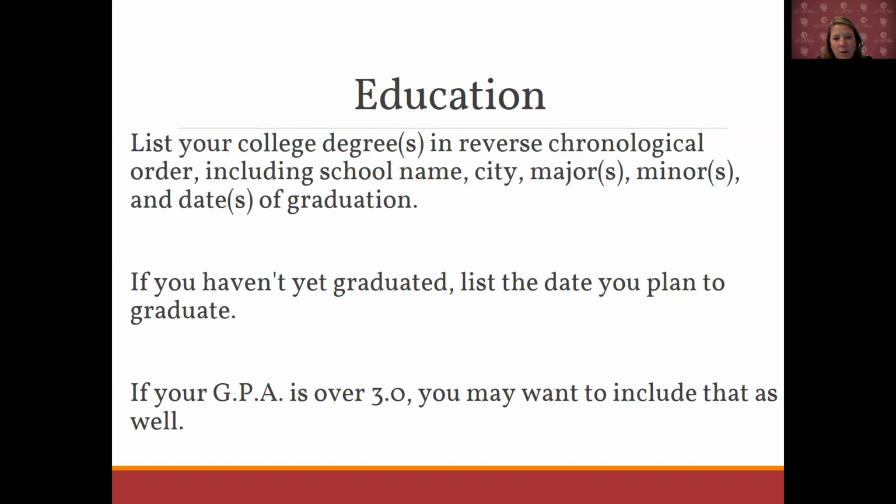Don't worry about high school after your freshman year. That won't be so relevant any longer. Include the school name, and make sure it's the official name. I would not abbreviate A&M San Antonio in any way. Make sure it's the actual name so there's no confusion. Then the city, your major, minors, and dates of graduation, or expected date of graduation. We'll see a sample in just a moment. If you haven't yet graduated, list the date you plan to graduate, just as we covered.